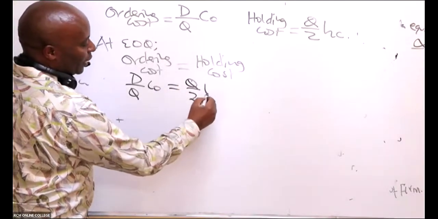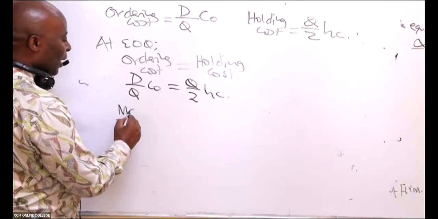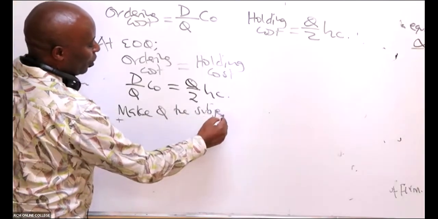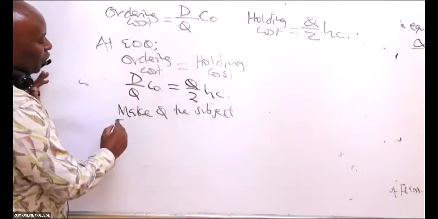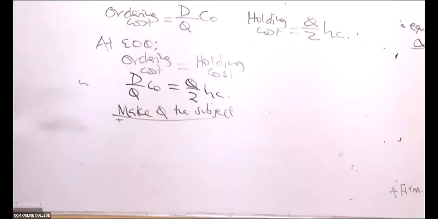Q over 2, what here, somebody? HC. So I simply want you to make Q the subject of the formula. Just that one thing, and you will be done with the Q. Make Q the subject of the formula. Do your cross multiplications, abracadabra.